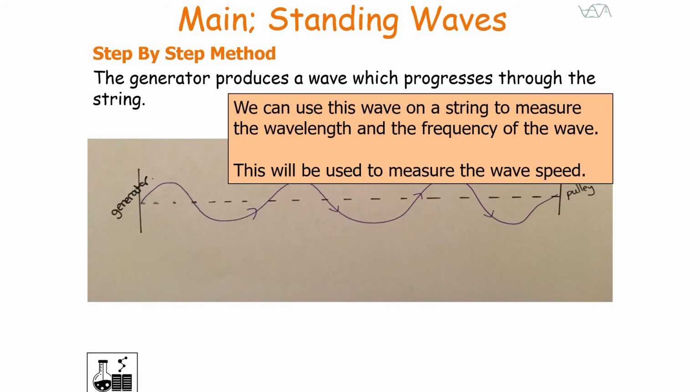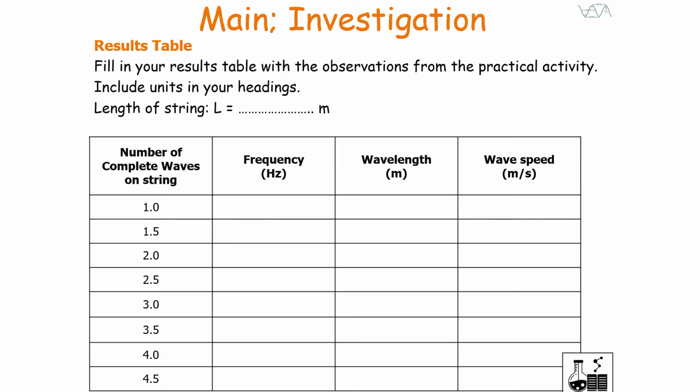Now we can use this wave on a string to measure the wavelength and frequency of the wave. We can measure the frequency from the signal generator, so we can multiply the two values and we can use that to find the wave speed. You would then fill in your results table from the observation of practical activity, noting down the frequency, the wavelength, and then the wave speed. Note you can calculate your wavelength from the number of complete waves on the string and compare it to the length of the string. So you do the length of the string divided by the number of complete waves on the string to find your wavelength.